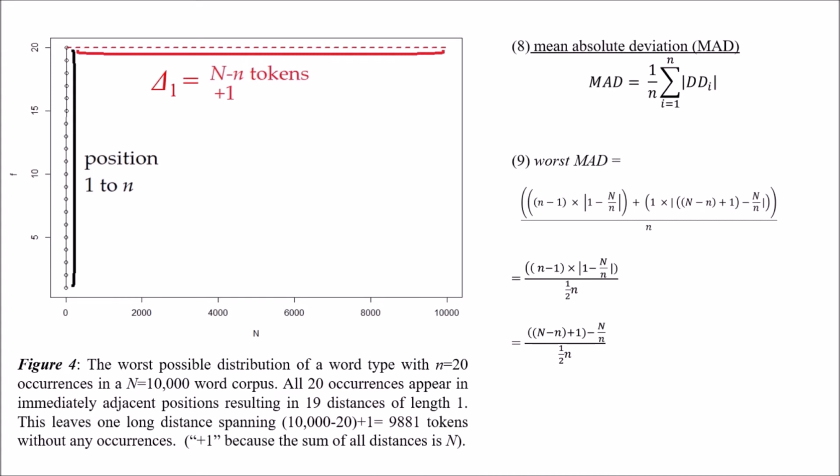Incidentally, there's also an easier calculation of the worst MAD. Since half the probability mass resides in the shorter distances and the other half in the single long distance, you can also divide the respective deviations by half the sample size.